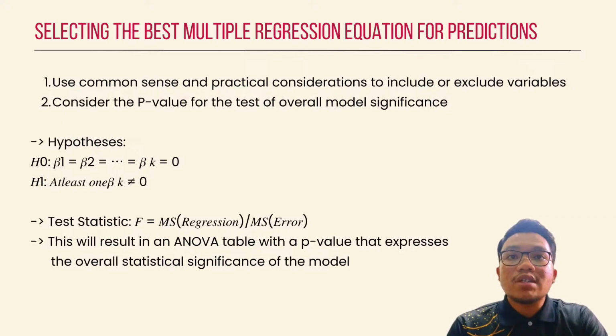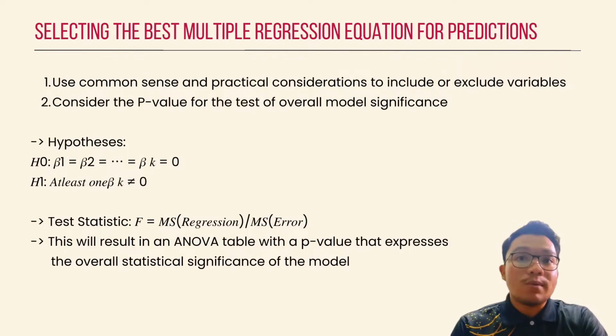Selecting the best multiple regression equation for predictions. Use common sense and practical consideration to include or exclude variables. Consider the p-value for the test of overall model significance. Hypothesis: H0, beta 1 equals beta 2 equals beta k equals 0. H1, at least one beta k is not equal to 0. Test statistic: F equals MS regression divided by MS error. This will result in an ANOVA table with a p-value that expresses the overall statistical significance of the model.